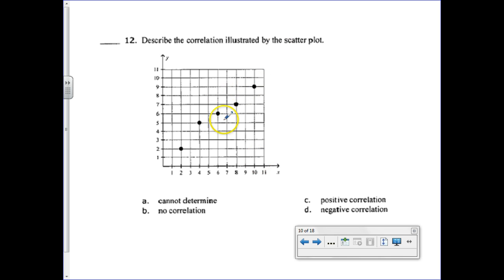Describe this correlation on this scatter plot if there is one. Well, this does look very tightly compressed. They look very, very much to be forming a linear positive correlation, so say C. It's going up.